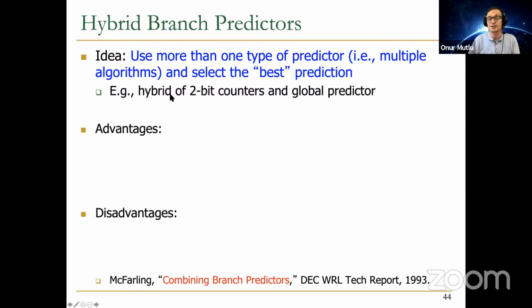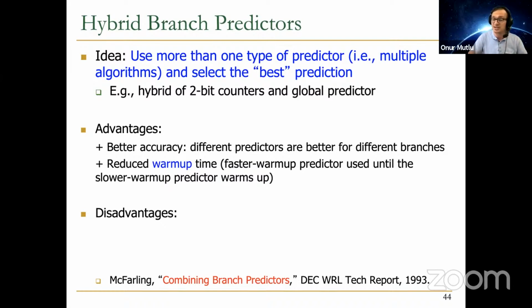For example, we want to use a hybrid of 2-bit counters and a global predictor. We want to use a hybrid of 2-bit counters, a global predictor, and a local predictor. And maybe we may want to use multiple different types of global and local predictors and a single 1-bit counter predictor and a profile-based predictor from the compiler, right? So you could actually be creative in terms of how you organize this. Of course, the big advantage is now you get better accuracy because different predictors are better for different branches. Hopefully you pick the right one. That's a very good question. How do you pick the right one? We will discuss.